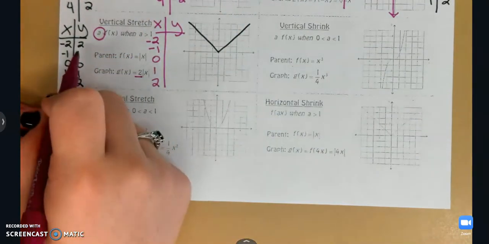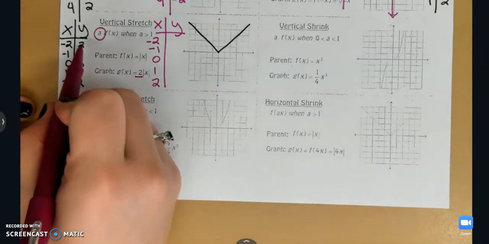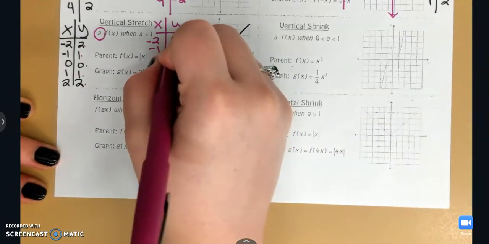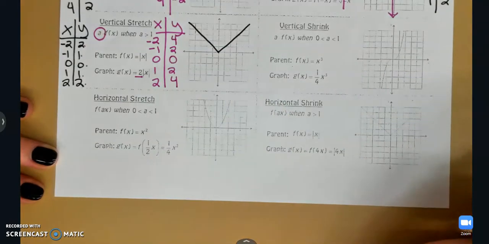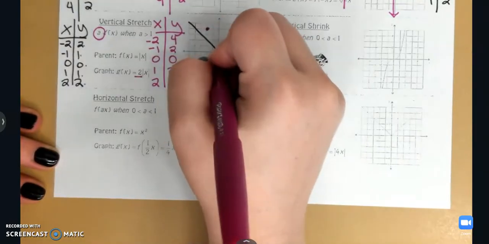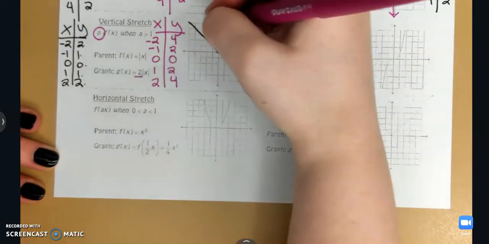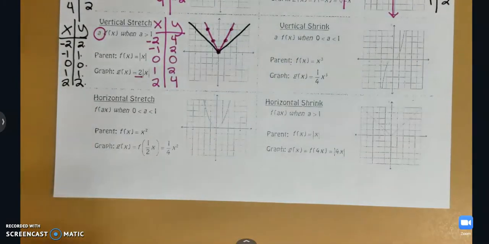And each of my y values is going to be stretching. That means increasing by a factor of 2. So I'm going to multiply each of my y values by 2. Okay. And now I can plot my new points. And here is my transformed function. It stretched. It got taller in the vertical direction.